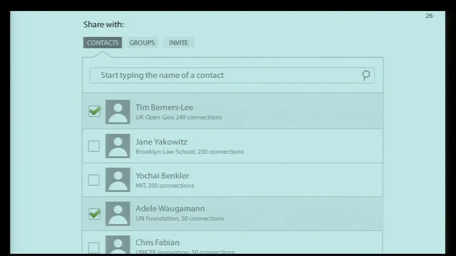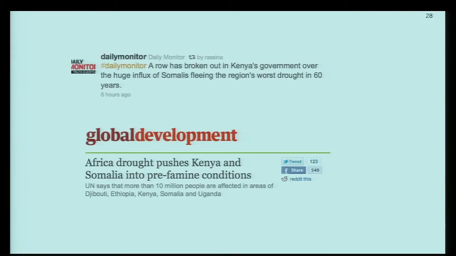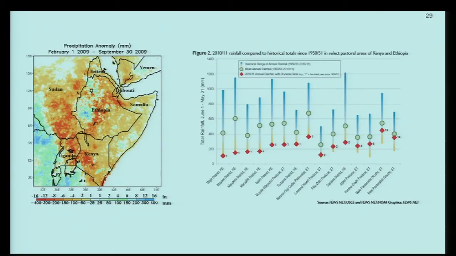Once she's done that, she can determine who she wants to share it with, either groups or individual contacts. And once she publishes the hunch, HunchWorks will start to surface related hunches with confidence metrics as determined by the community. Once she shares it, she starts to get feedback from other members of her community on stories that are starting to emerge. It may also be data sets.